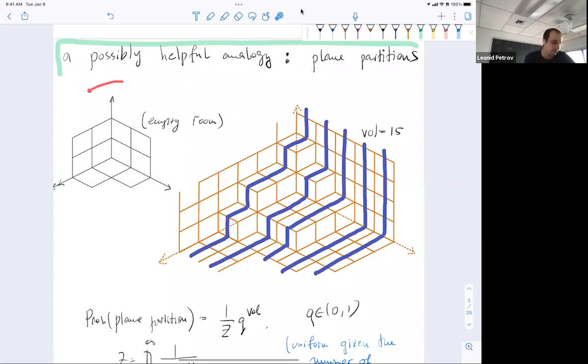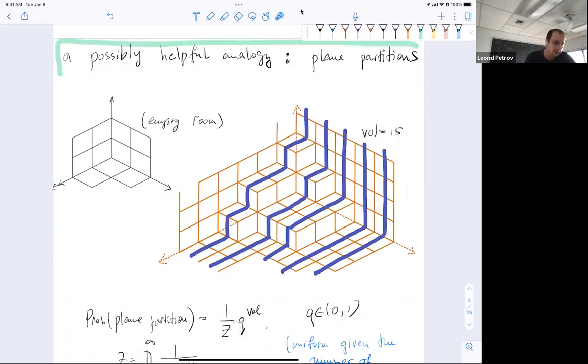So I start with an empty room in 3 dimensions, in the corner, and then add inside the corner several finitely many 1 by 1 by 1 cubes. And when I add the cubes, I create some configurations. Then I consider a probability measure on all possible configurations where the probability weight of a configuration is proportional to q to the volume, where q is a parameter between 0 and 1.